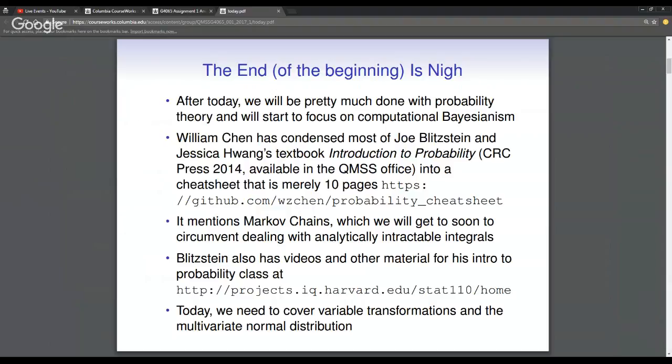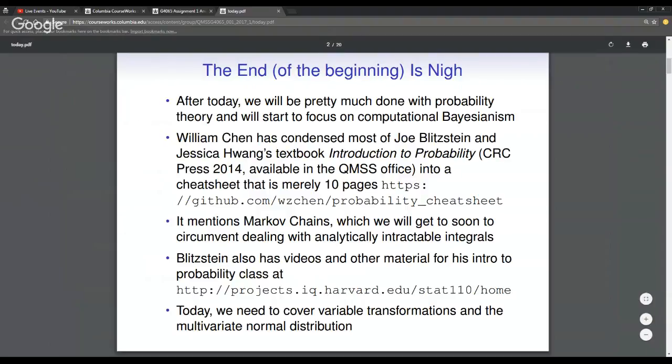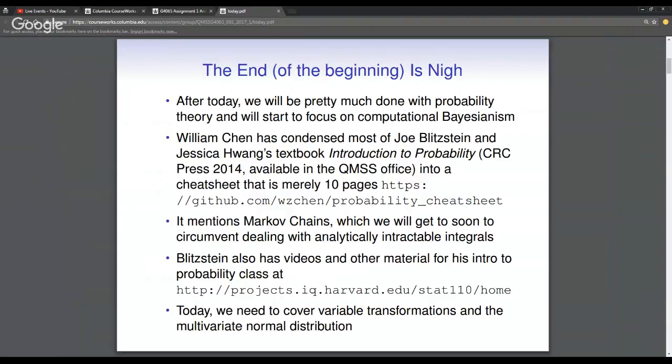It mentions Markov chains, which we haven't gotten to yet, but this is basically a computational trick to deal with the fact that most of the integrals we encounter, like in the denominator of Bayes' law in the continuous case, are analytically intractable. And so we'll be learning about those. Joe also has videos on YouTube and on iTunes of his lectures for his basic probability class involving this book. So you could watch those if you feel you need more review.